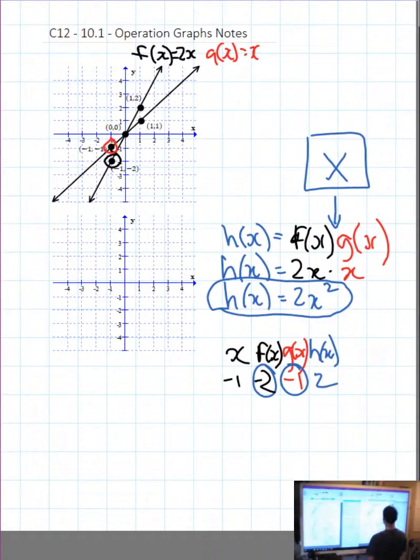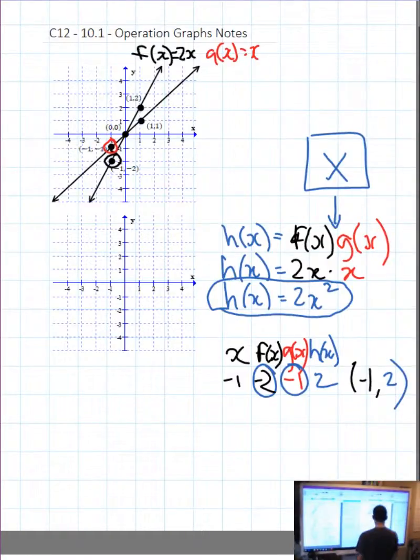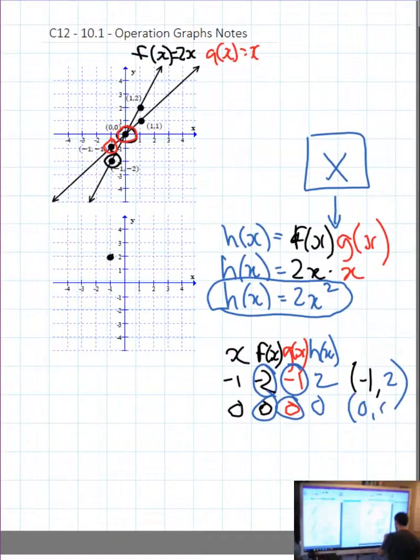And we can put that point on the graph. Remember, x was -1. Don't forget that. H turned out to be 2. So we can put a point on the graph, -1, 2. Let's pick another x value. X value of 0. Well, f of x is 0. G of x is also 0. And 0 times 0 is 0 to get the point 0, 0. And we can put that point on the graph, 0, 0.